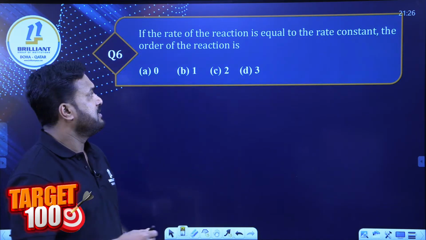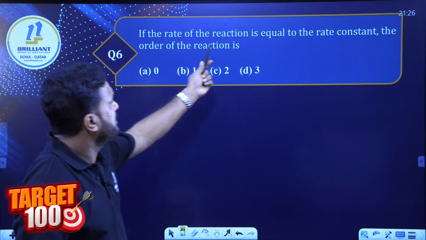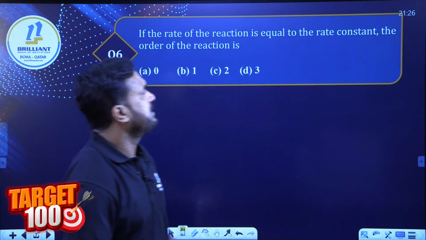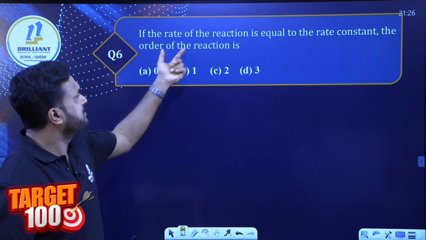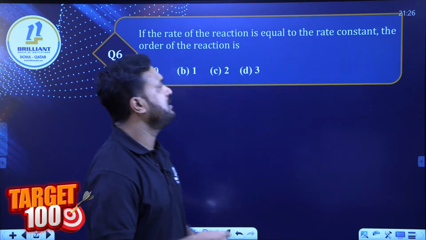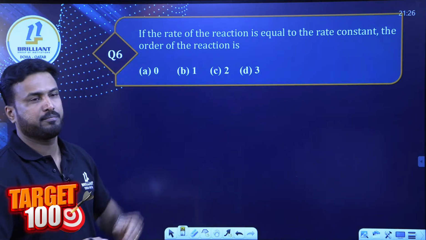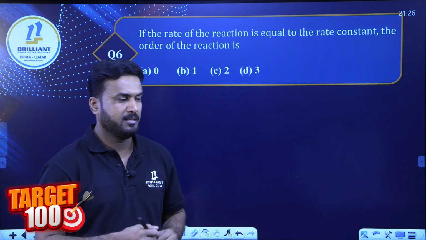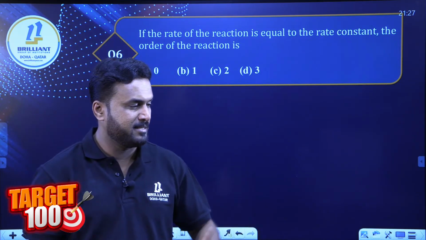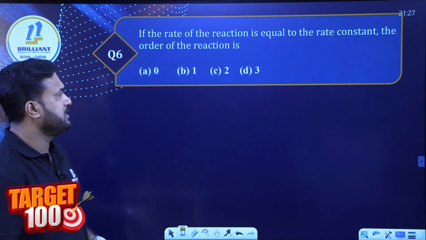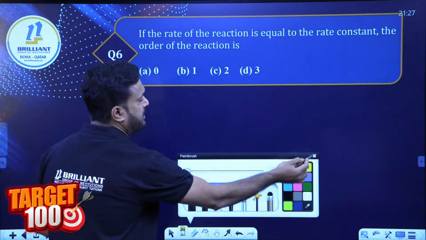See, the sixth question is: if the rate of a reaction is equal to the rate constant. That is an easy question only. If the rate of a reaction is equal to the rate constant, the order of the reaction is? Those who know the answer, please send your right answer in the comment box. I'll be checking.